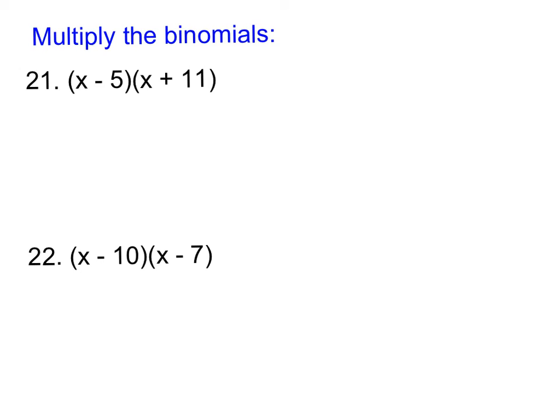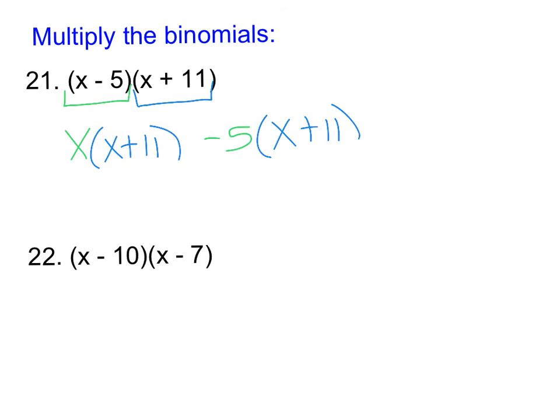All right, I want you to pause the video and try this one on your own. So again, I'm going to break this into colors. This is my green, and this is my blue. So I'm going to start with my green x. My green x has to multiply my blue binomial. And then my green 5, the minus 5, has to multiply my blue binomial. So we're taking the green, separating it out, x minus 5, and putting the x plus 11 next to both of them.